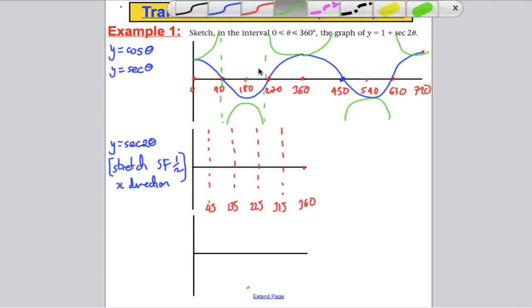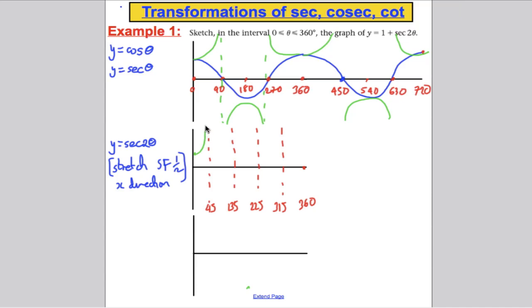And we're going to have something that looks like this. We're going to start at 1, going to go up here, then we're going to have our little U shape down here, then we're going to have up here, then we're going to have down here, and lastly we're going to start up at infinity and come down to 360 as we came down to 720 here, we're going to come down here to the point 1. And that is the sec 2 theta graph.